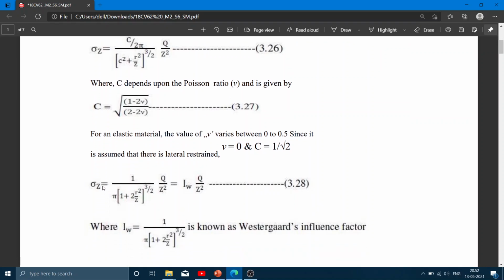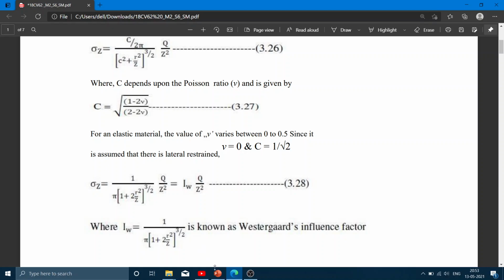Sigma Z is equal to 1 divided by pi into 1 plus 2 R square divided by Z square to the power of 3 by 2 into Q divided by Z square, which is equal to IW into Q divided by Z square, where IW is known as the Westergaard influence factor. IW is equal to 1 divided by pi into 1 plus 2 into (R square divided by Z square) to the power of 3 by 2.